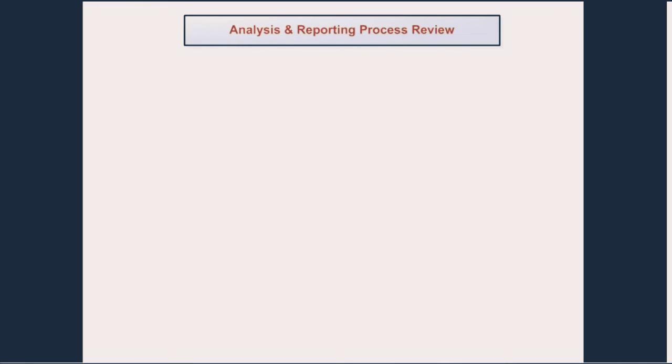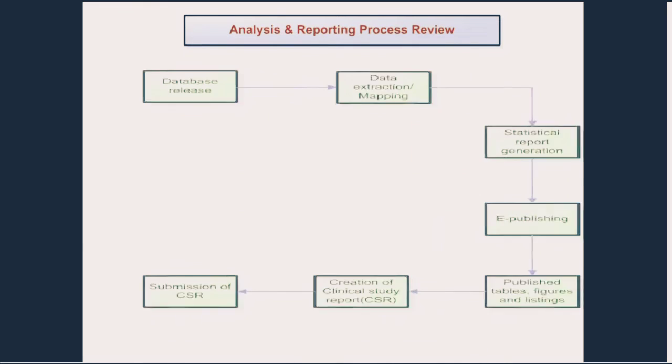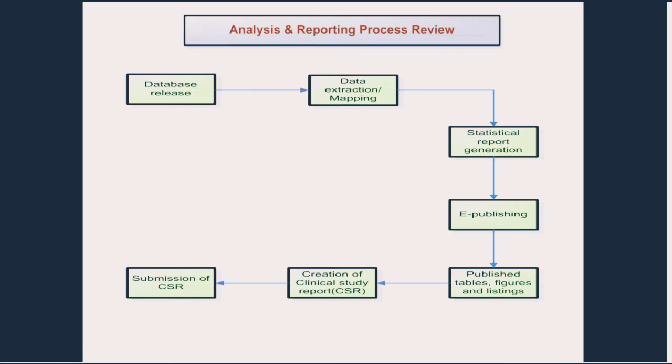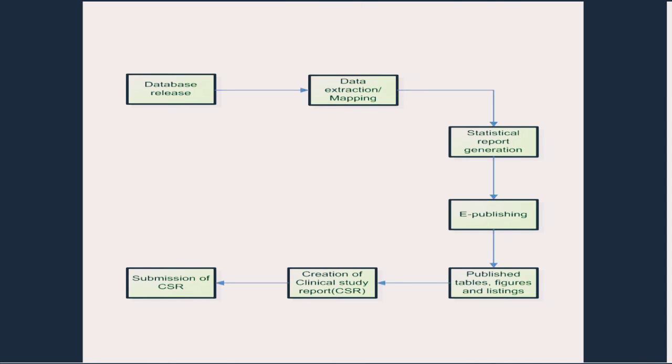Analysis reporting process review. First, in this process, database release takes place, and then data extraction, mapping, statistical report generation, e-publishing, publishing tables, figures and listings, creation of the clinical study report, and submission of the clinical study report. After the database lock, these processes take place.